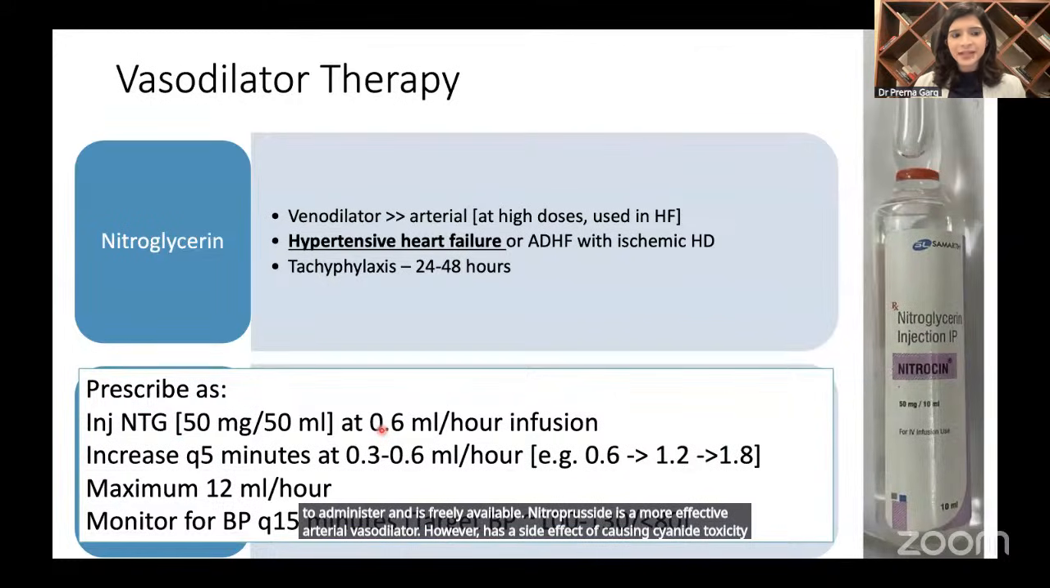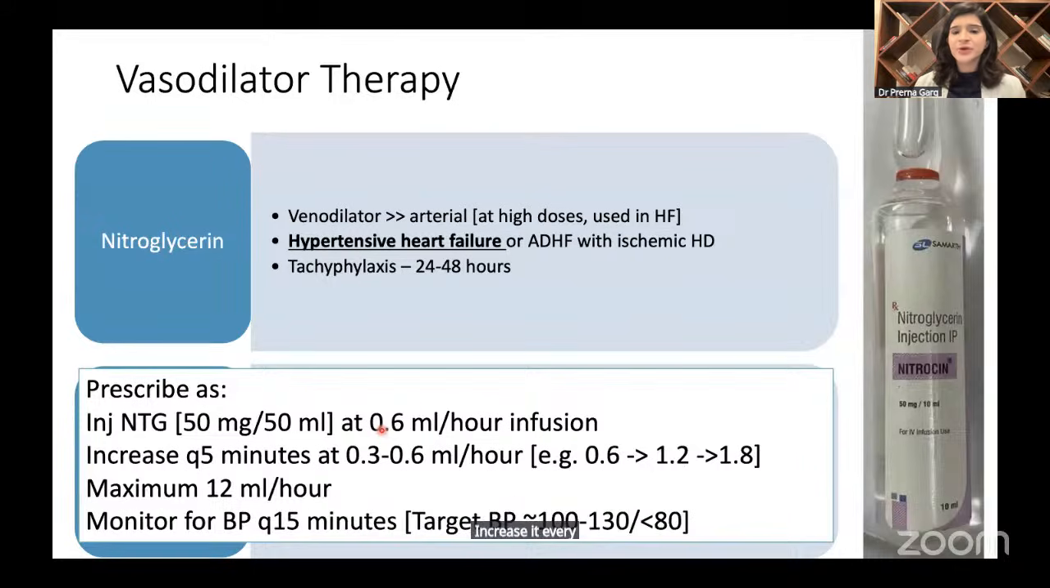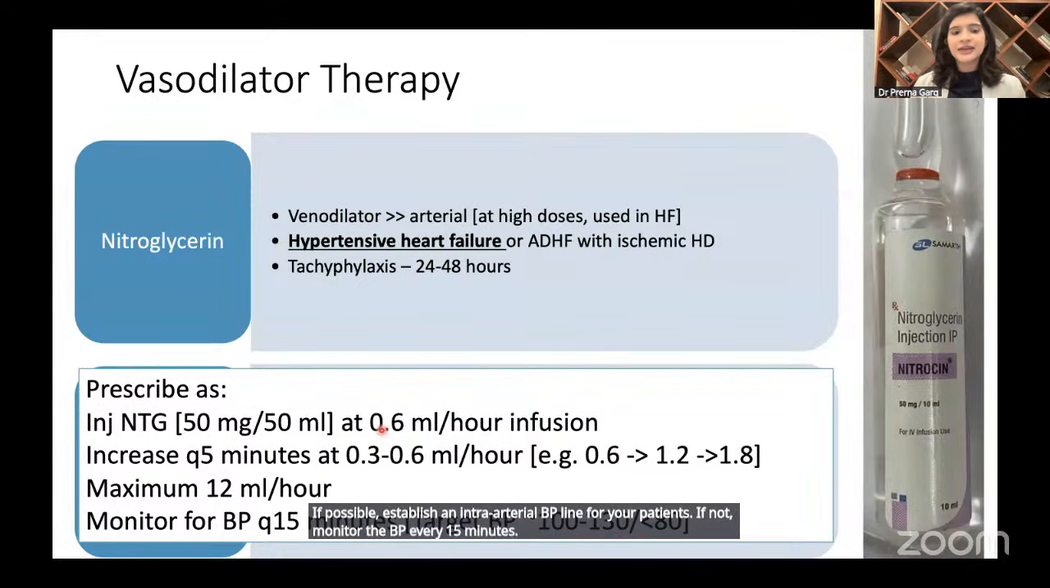How do we prescribe NTG? We make a solution of 50 mg by 50 ml that we start at 0.6 ml per hour infusion. We can increase it every 5 minutes by 0.3 to 0.6 up to a maximum of 12 ml per hour. If possible, establish an intra-arterial BP line for your patients. If not, monitor the BP every 15 minutes. That is how rapid our therapy needs to be.